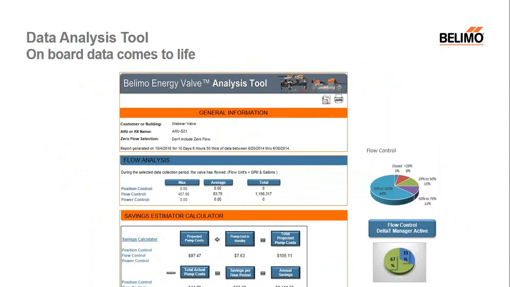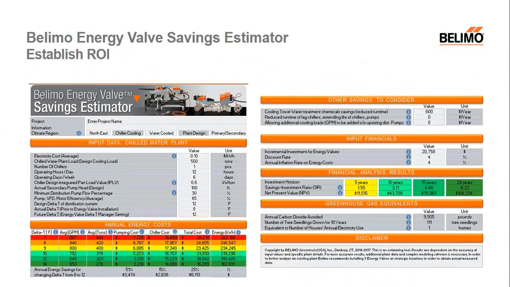Also has some nice charting as well to understand from an operational standpoint where the valve's been open. Has it been open 75% of the time, 25% of the time, and how often Delta T Manager has been in operation. A nice feature of this as well, this all produces a one-page consolidated report of the overall valve operation, so that can be utilized from a data analysis standpoint as well. So those are kind of after the valve's installed.